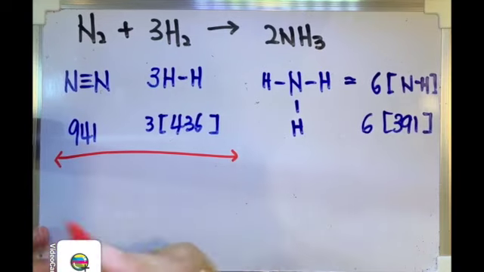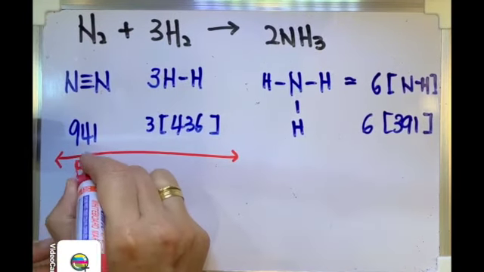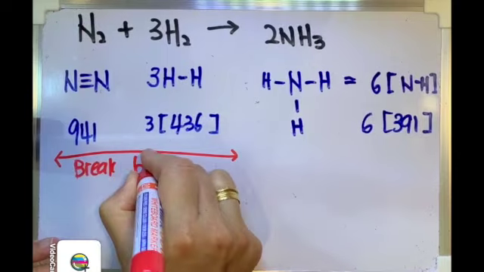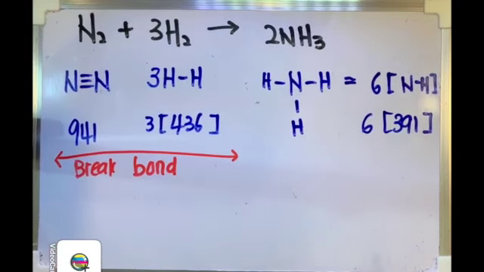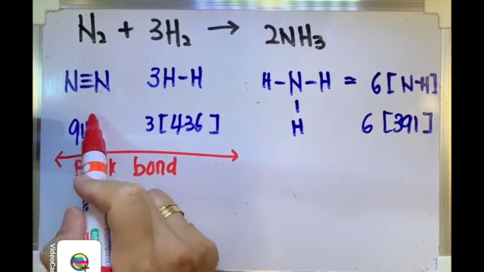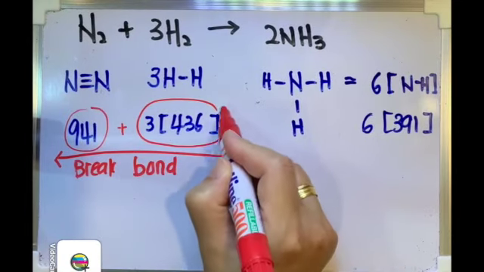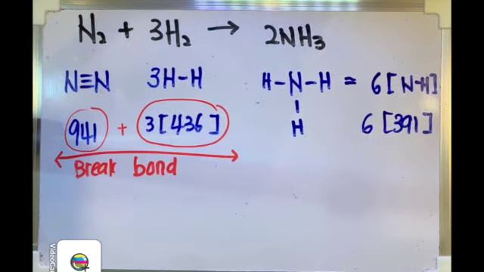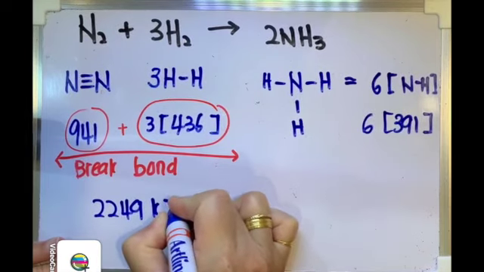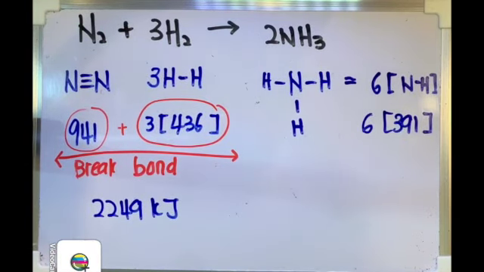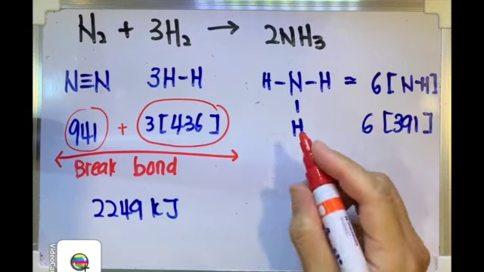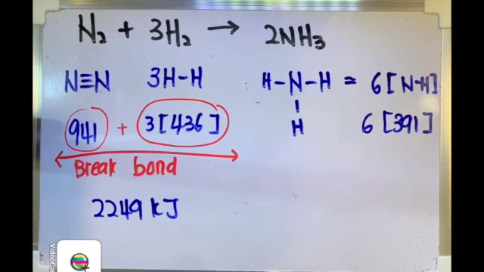Step number 3, we are going to calculate the total energy needed to be absorbed in order to break the chemical bonds. How much energy do we need to absorb to break the chemical bonds? So we take 941 plus 436 times 3, which means we need to absorb an amount of 2249 kilojoules of energy in order to break all the chemical bonds in the reactants.